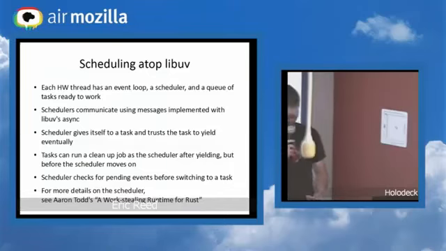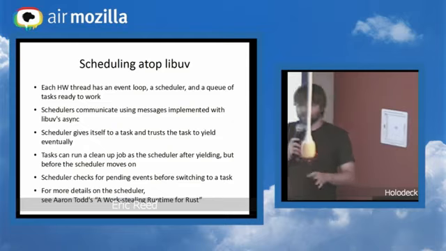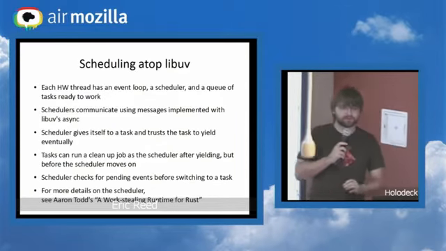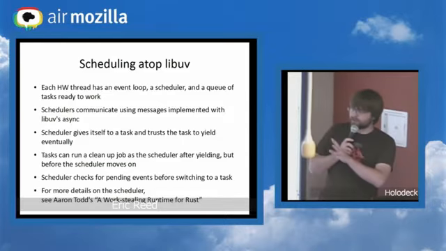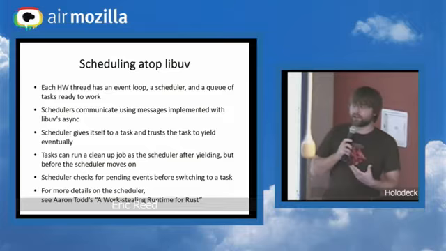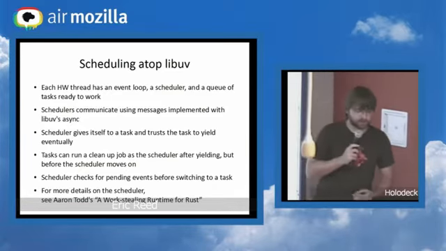to a task, and it trusts that the task is eventually going to yield back to the scheduler. If that doesn't happen, then bad things happen. So you shouldn't do that. And the reason why we did that instead of doing preemption or something is actually so that we can integrate the I/O system into the scheduler to get this non-blocking but still synchronous I/O structure.